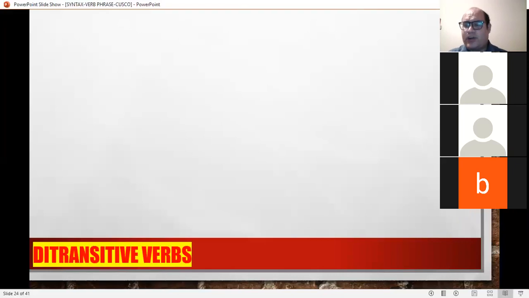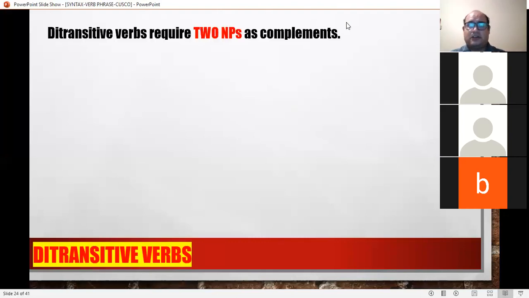Transitive, remember, means with an object. The verb takes an object. That's right. But ditransitive verbs require two objects. Here, we are going to analyze that a ditransitive verb requires two, yes, two. Direct and indirect. We have two kinds of objects, direct and indirect. Now we are going to see, don't worry, don't worry. The ditransitive verbs require two noun phrases, remember?